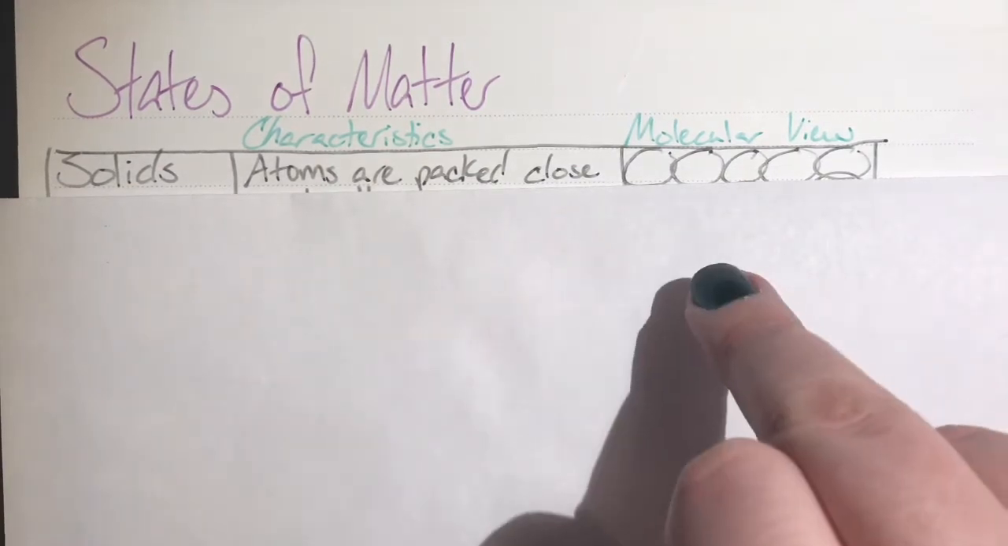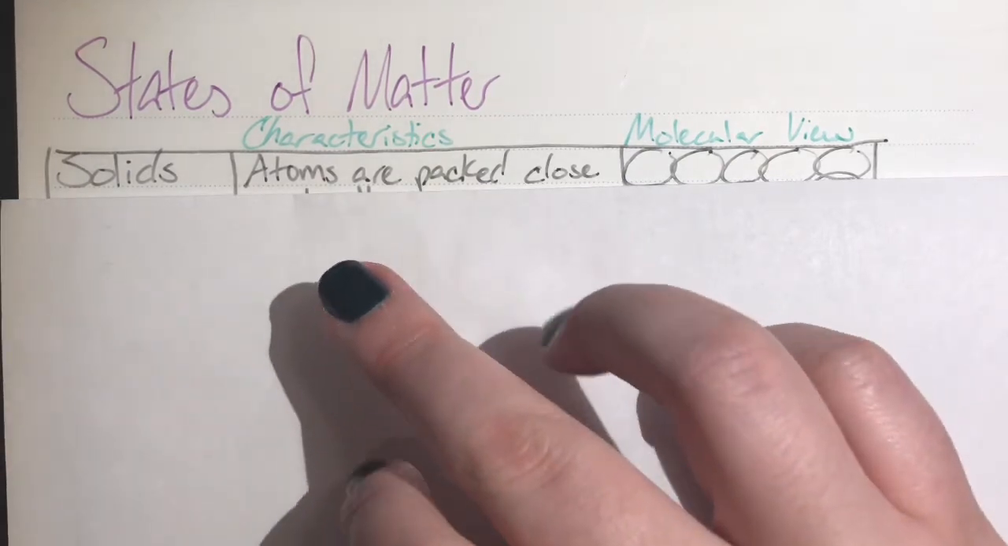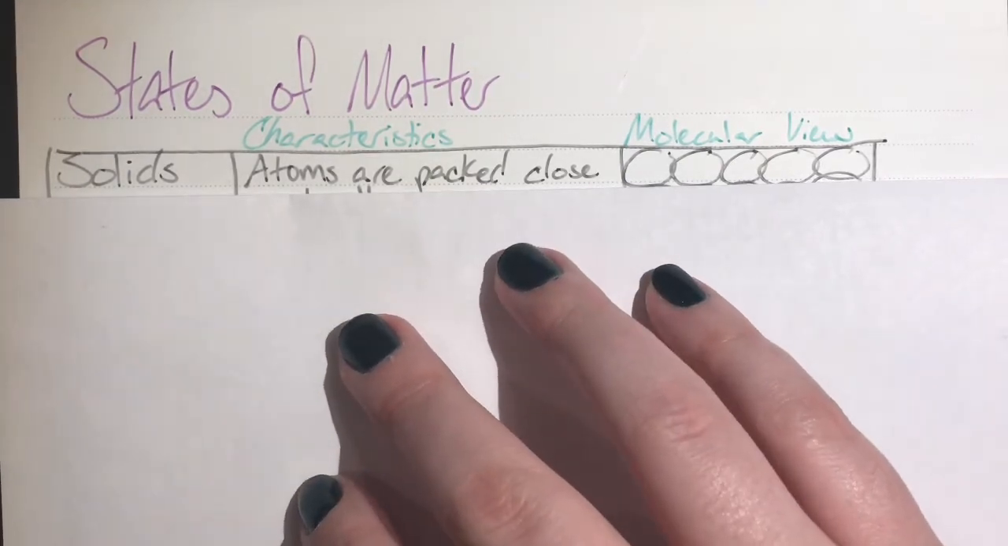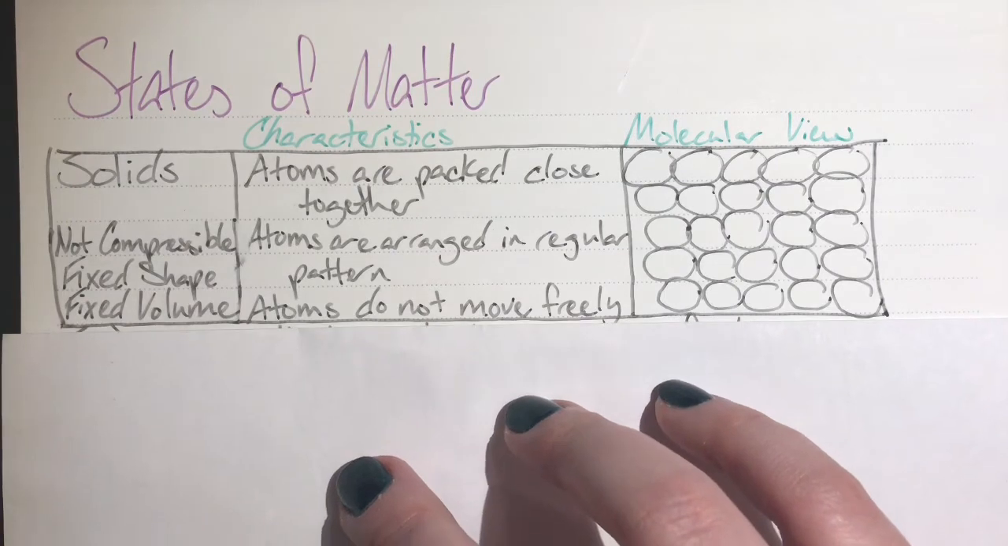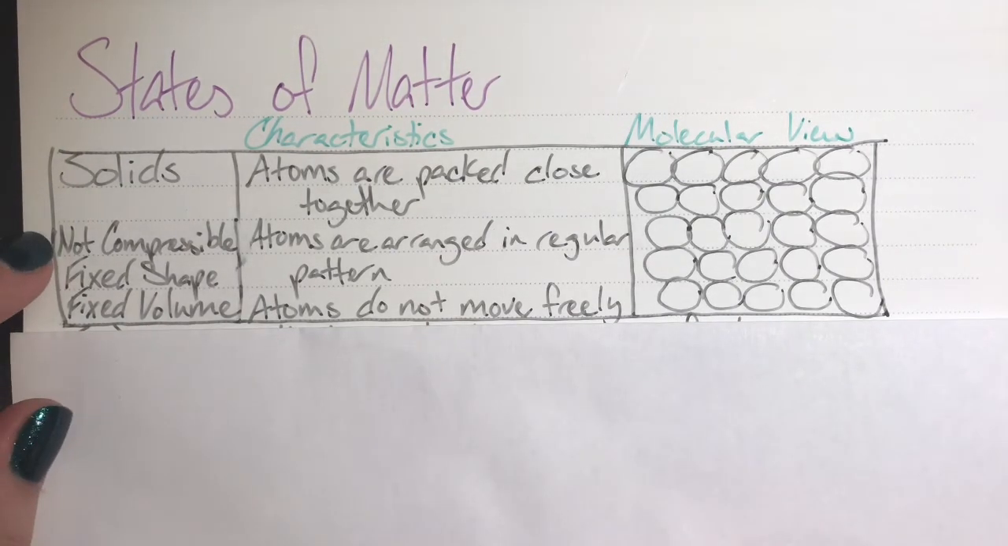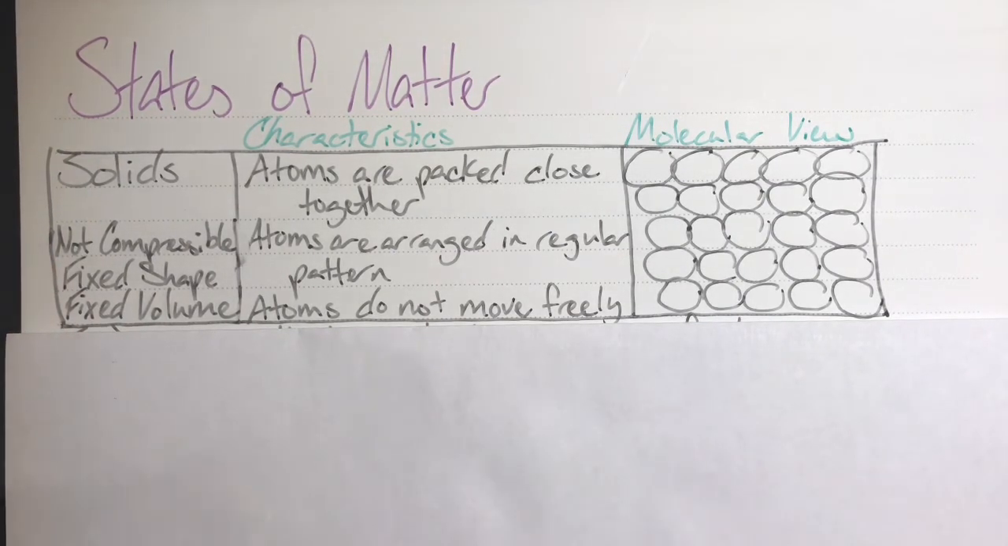So as you can see, I have 3 columns. They are not equally spaced. But solids are going to be non-compressible. That means I cannot forcibly make them any smaller than they already are. They have a fixed shape, which means if I move them from one container to another, they will keep the shape that they are currently in. And they also have a fixed volume, which means they are going to take up the same amount of space no matter where they are.